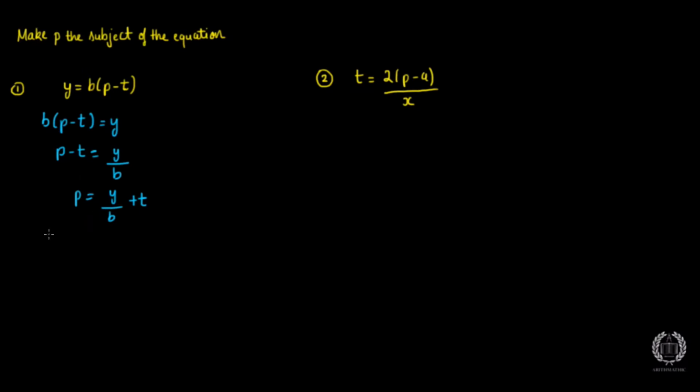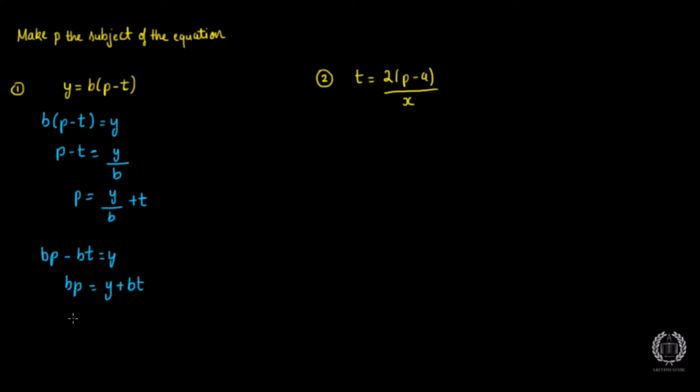Now the other way that you can do it as well is expand the bracket. So if we were to expand this, b times p is bp, and then b times minus t is minus bt, and that is equal to y. Okay, hold up. So that's bp. So bp minus bt is equal to y. Now, because you want p the subject, keep the bp here and bring bt to the other side. So it becomes plus bt.